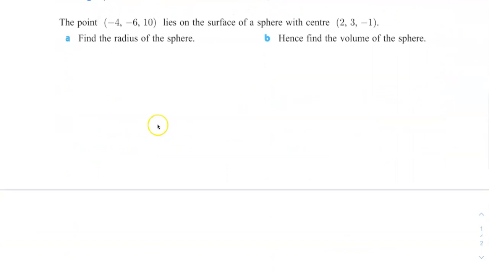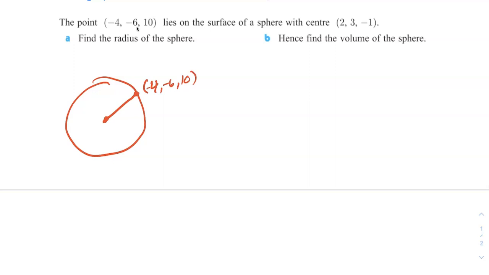The point (4, -6, 10) lies on the surface of the sphere with center (2, 3, -1). Find the radius of the sphere. So I don't have to draw anything out, but I could probably draw a normal picture so you could see. So they're saying it goes like this, and this spot here is (4, -6, 10), and my center is (2, 3, -1).